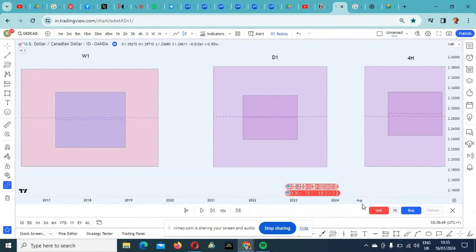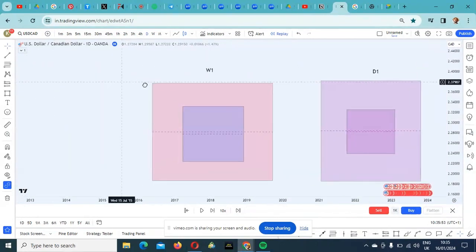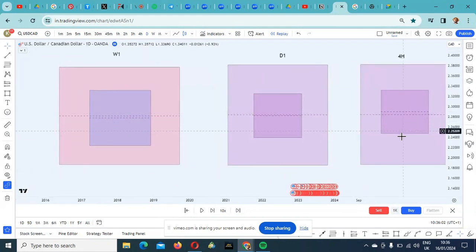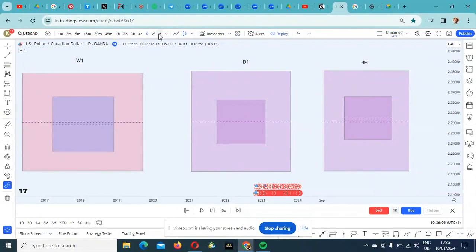Now let me explain something better to you. The monthly is the same. This external on the weekly is going to be internal in the monthly. Monthly has its own external. That's like the highest market structure ever, because monthly stops at the monthly time frame.